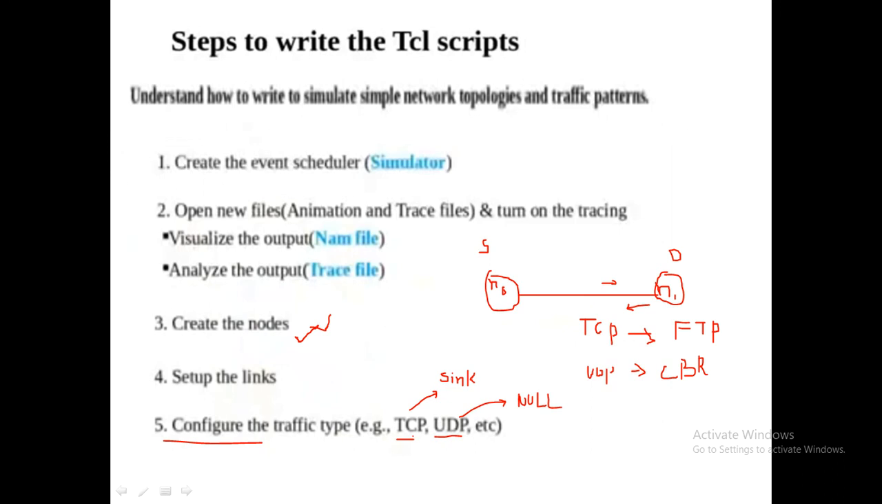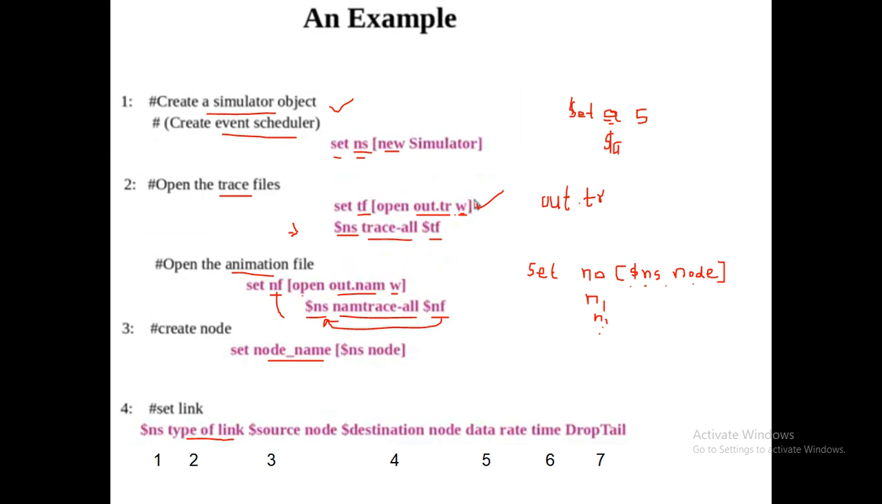Now you have to set up the link. What type of link do you want? Simplex or duplex, right? Based on that you have to specify the type of link here. Third argument, then space, then $source node. Out of all these nodes which you have created, depending upon your problem, which is your source node? Whether n0 is the source, or n1, or n2, you have to give which is your source node. Fourth, which is your destination node, right?